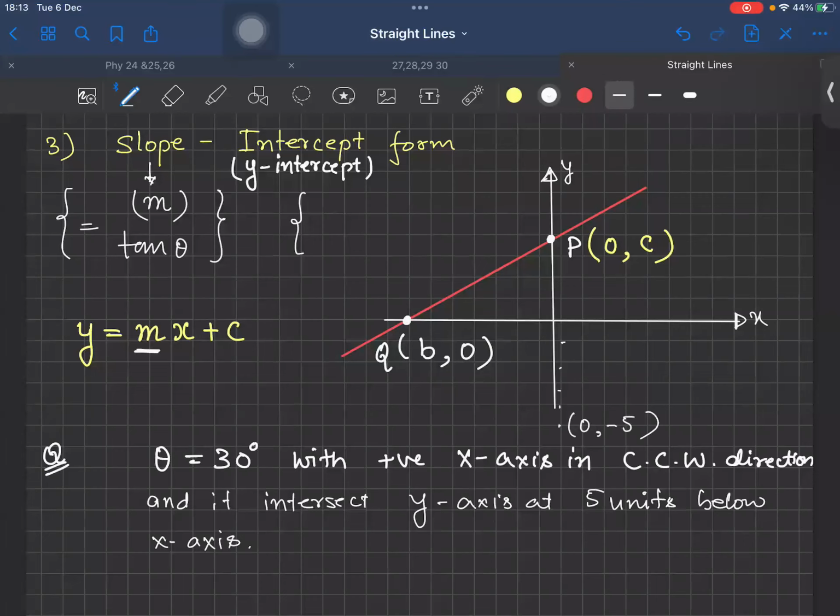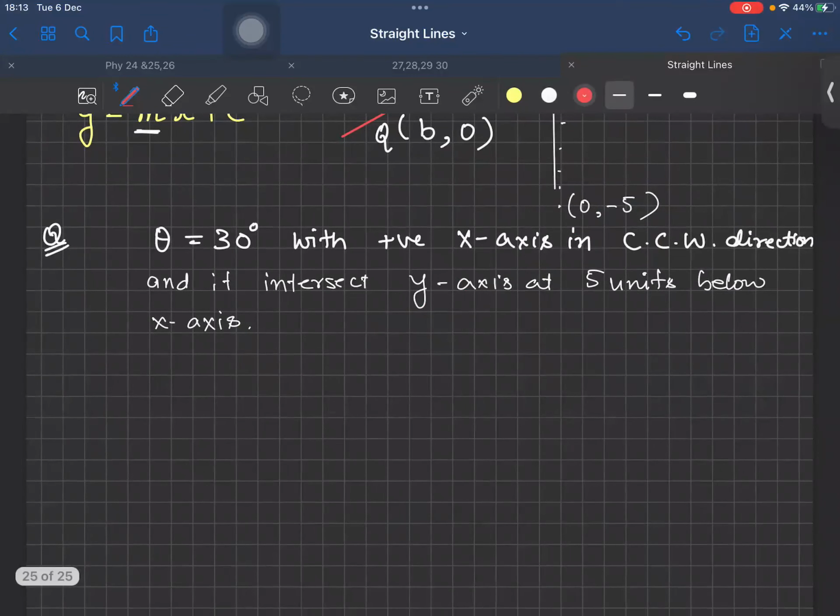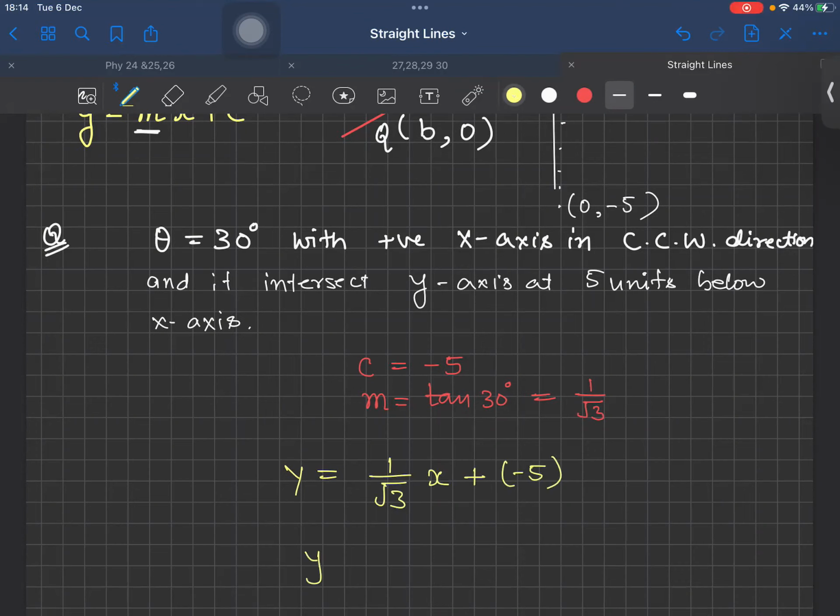Here it is intersecting. That means what values are you given in this problem? You are given the y-intercept c, which is equal to -5, right? Yes, sir. And m is given. M is your tan 30 degrees. Tan 30 is how much? 1 upon root 3. Now the equation of line will become what? Y is equal to mx plus c. So y is equal to x upon root 3 minus 5. This is your answer.